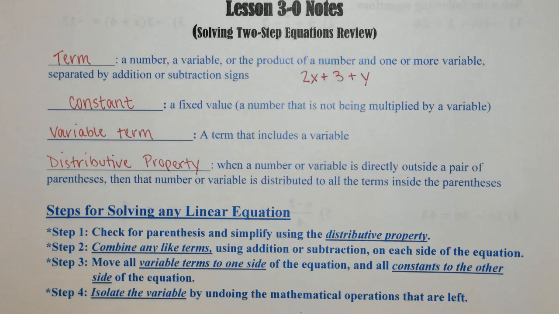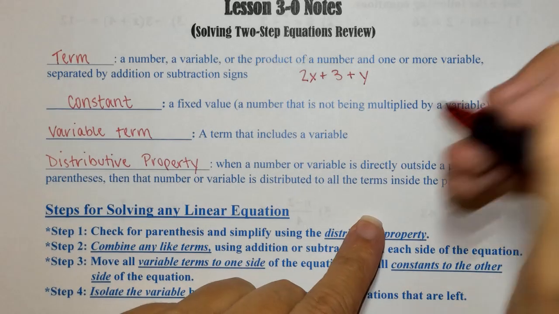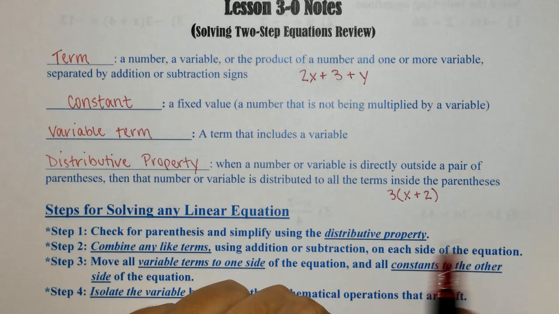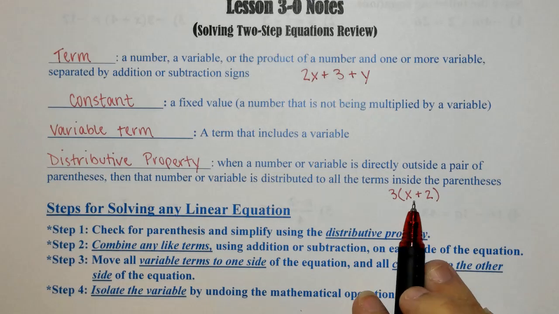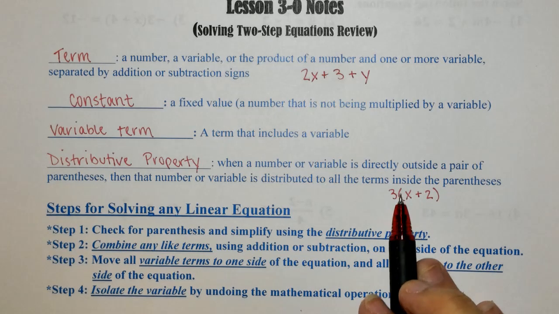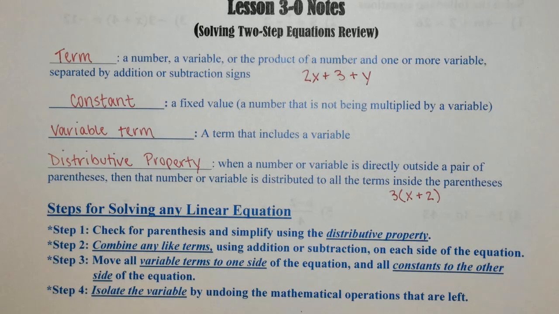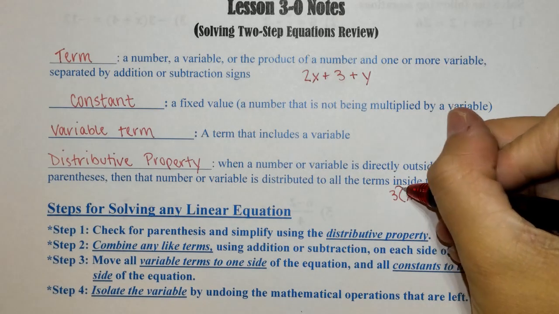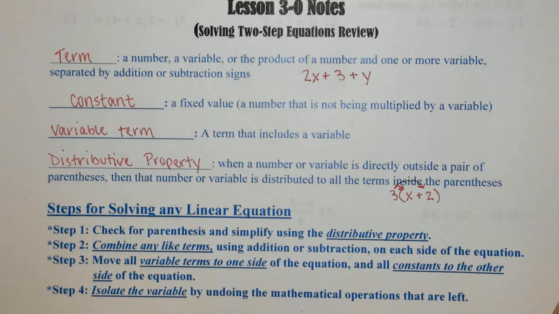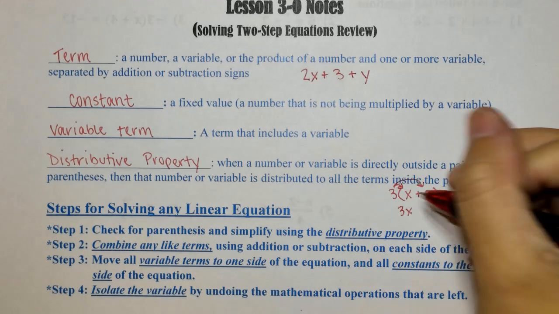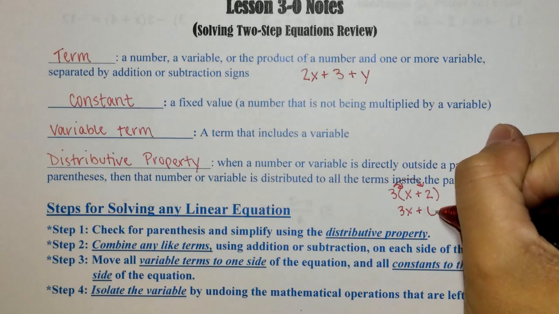The distributive property we use if we see something like this, 3 times x plus 2. We cannot simplify what is inside the parentheses if we do not know the value of x, but we can simplify this as a whole. This is just saying 3 times whatever x plus 2 equals. Because 3 is being multiplied by this entire set of parentheses, what we would do is distribute that 3 to everything inside the parentheses. It would be 3 times x, which is 3x, and 3 times 2, which is 6.